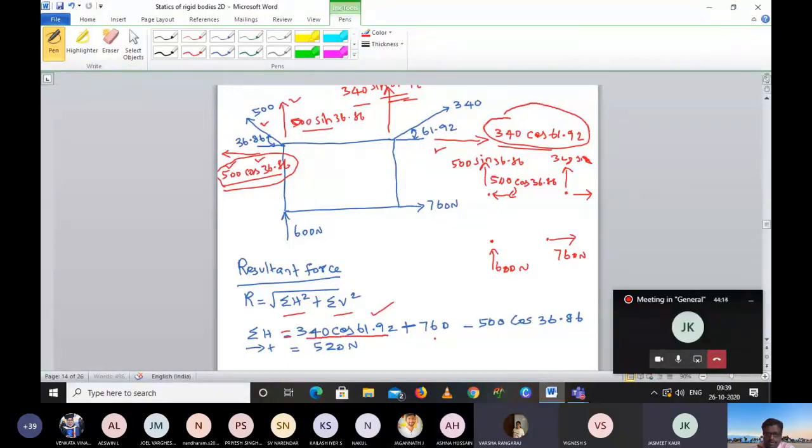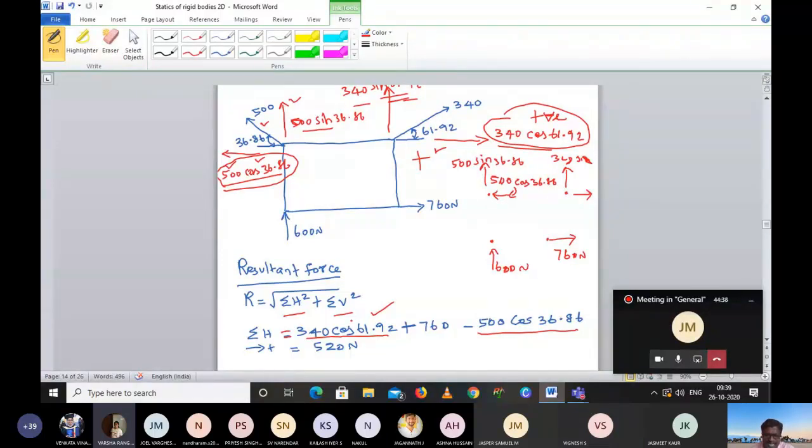Yeah, Vignesh, any doubt in this? No, sir. Okay, simply I'm asking. 340 cos 61.92, it is in positive x direction. Am I right? This one? Yes, sir. Sir, I have a doubt. Tell me. Sir, I'm getting 519.9. Should I round it off to 520? Yes, you can make it.